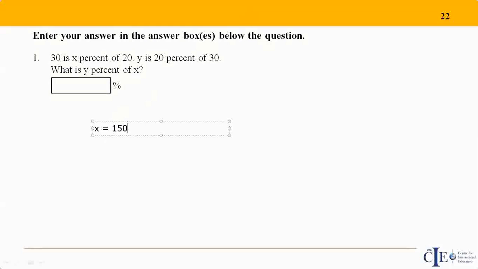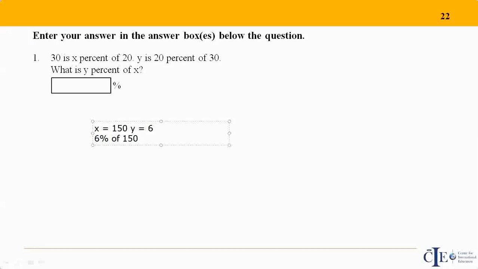And then, okay, Y is 20% of 30. So we need to find the value of Y. Now Y in this case would be equal to 10% of 30 is 3, 20% would be 6, so Y is 6. Right. Now I need to find what is Y% of X. So I need to find 6% of 150.